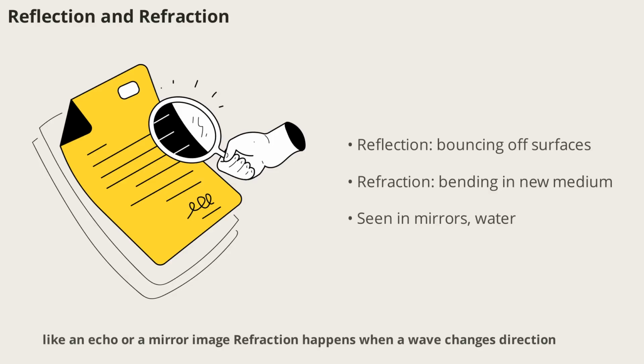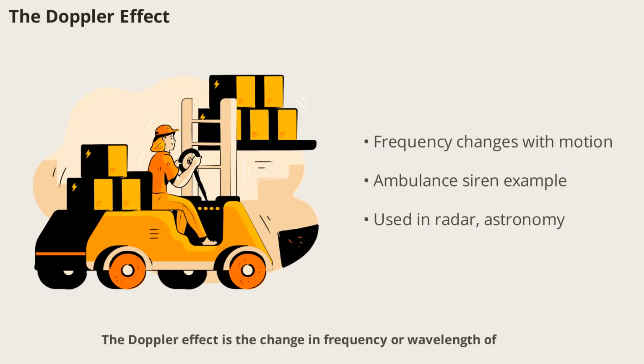Refraction happens when a wave changes direction as it passes from one medium to another, such as a straw appearing bent in a glass of water. Both reflection and refraction are essential in understanding how we see, hear, and use waves in daily life, from eyeglasses to sonar. The Doppler effect is the change in frequency or wavelength of a wave in relation to an observer moving relative to the source. It's why an ambulance siren sounds higher as it approaches and lower as it moves away.